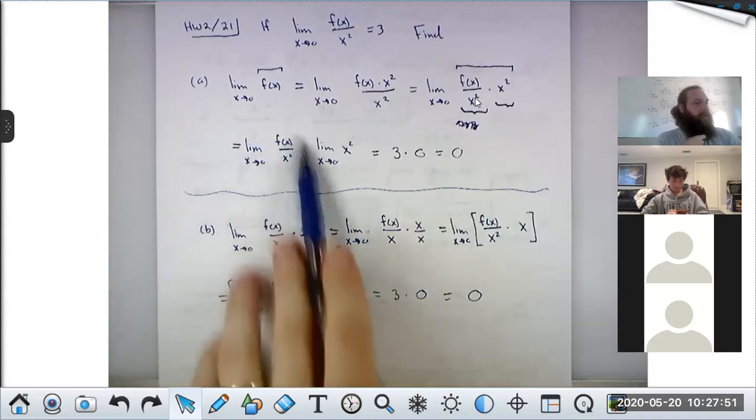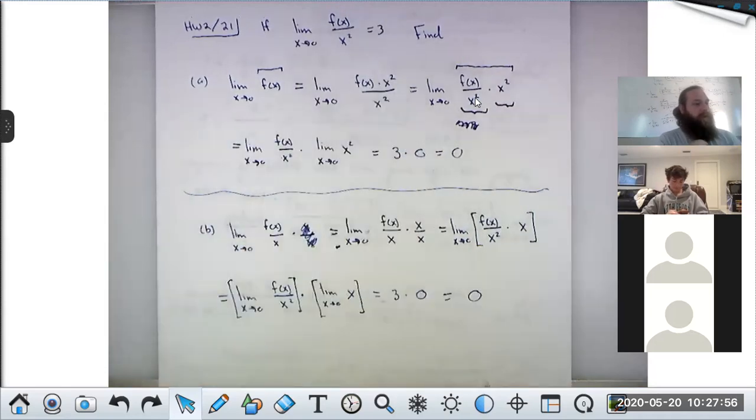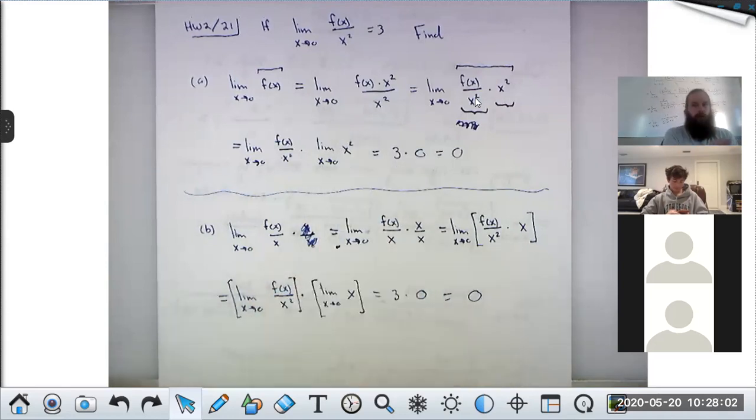I can take the limit of this because it's the thing that I had information about. That's all the information I had. And then I can take the limit of this because I know how to take the limit as x goes to 0 of x squared. I can picture the graph of x squared. And as x goes to 0 from both sides, we're definitely approaching 0. And it's the same sort of thing in part B.